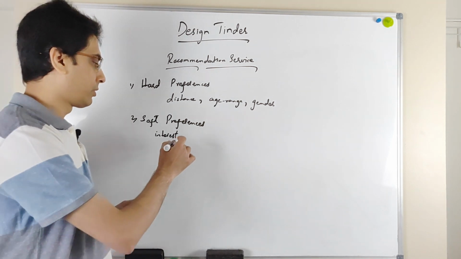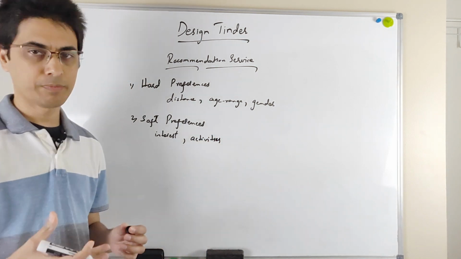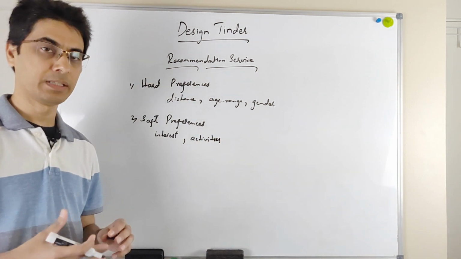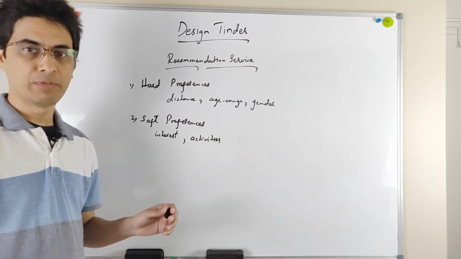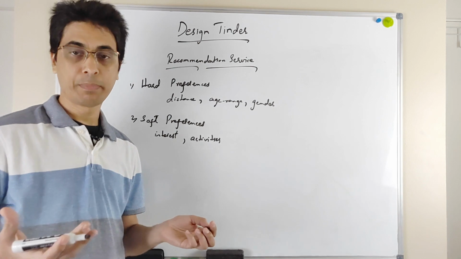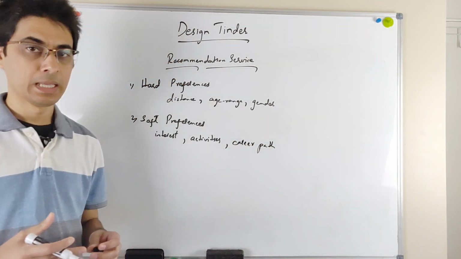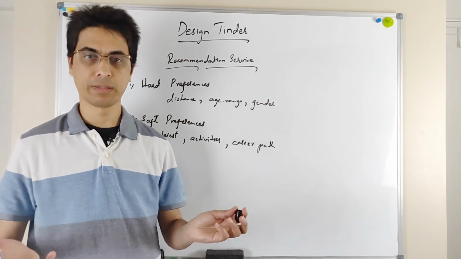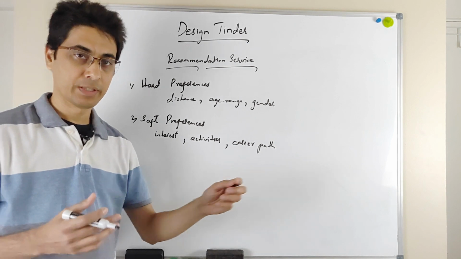The soft preferences also include activities. So if someone likes playing video games and would like to meet other people who also like to play video games, or career path. So someone specified that I'm a lawyer and I would like to meet other lawyers as well, for example. So these are all soft preferences.